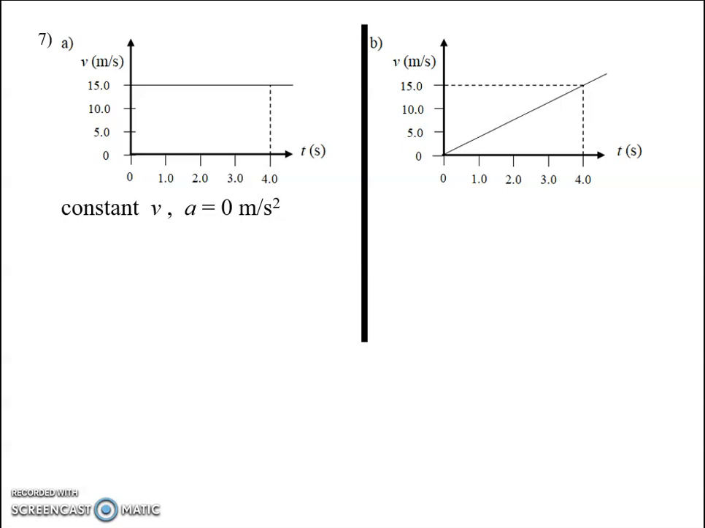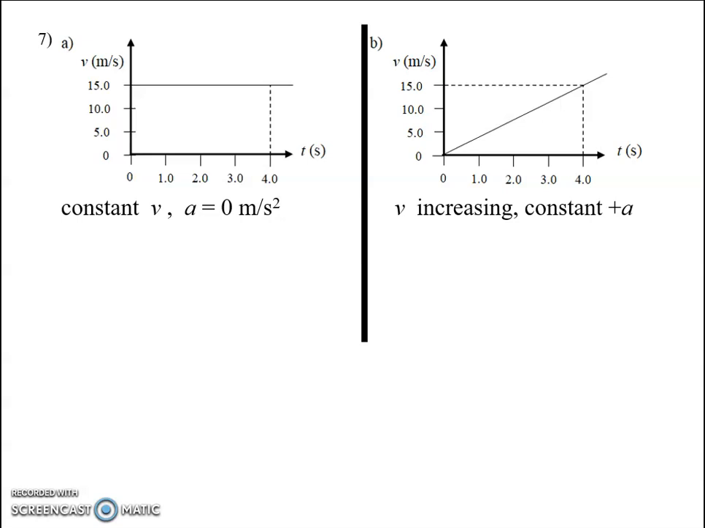What's happening with car B? Well, this car starts from rest and speeds up to 15 meters per second in these 4 seconds. So it has an increasing velocity, and it's speeding up, so it's a positive acceleration. We'll say its speed is increasing with a constant positive acceleration.